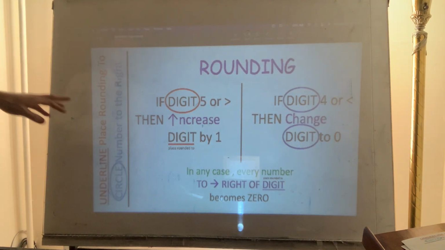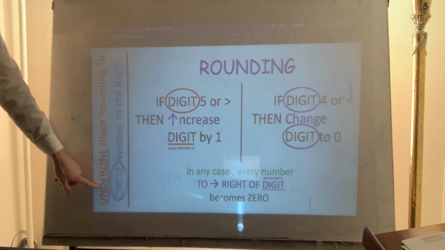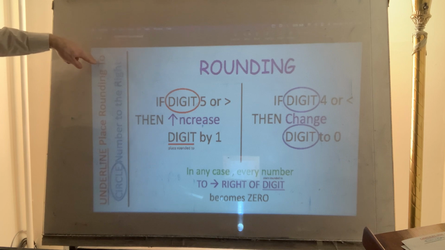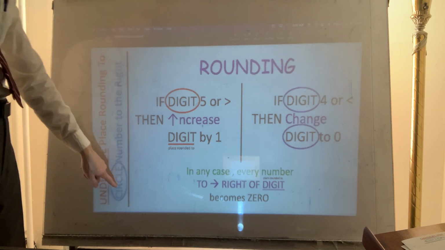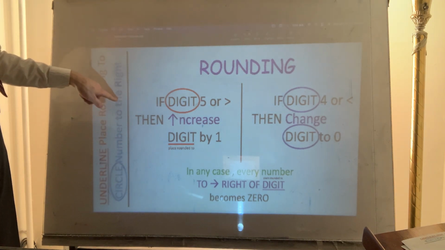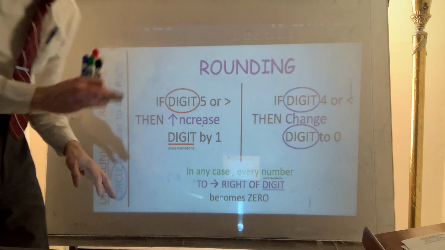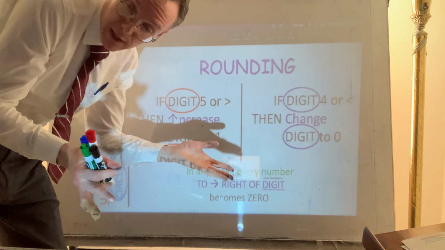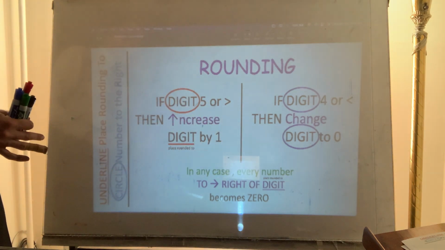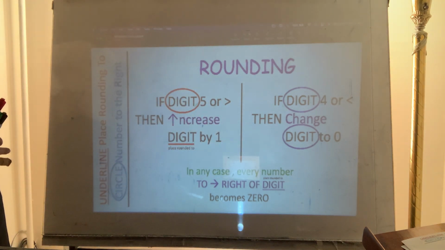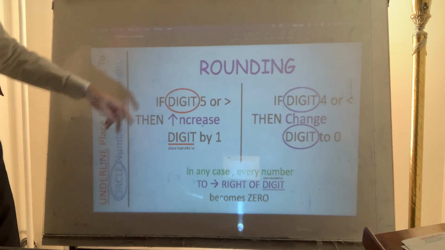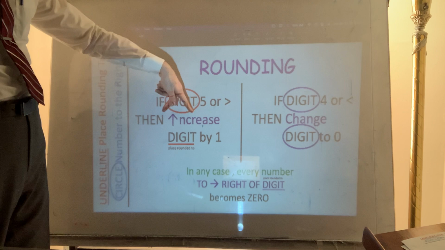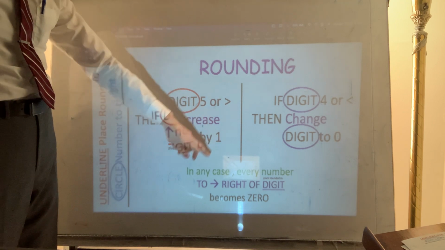All right. I underline, because it's not done for you, the place that I'm rounding to, and then I circle the number to the right of it, because it's that circled number that allows me to make a judgment call about how things actually end up. Okay? So here's the two basic rules. If the circled digit is 5 or greater, then you increase the underlined digit by 1.